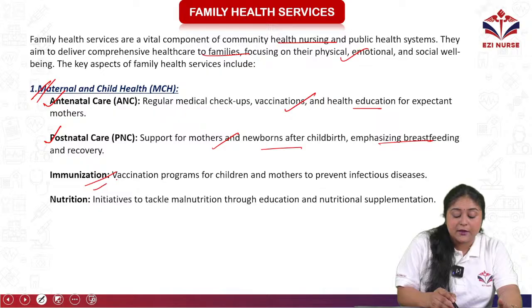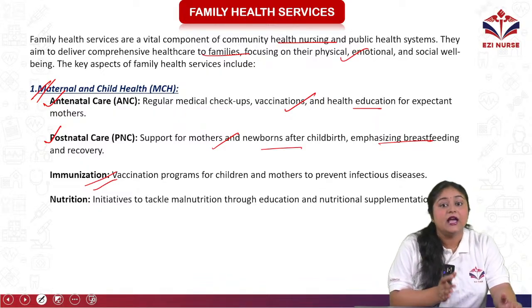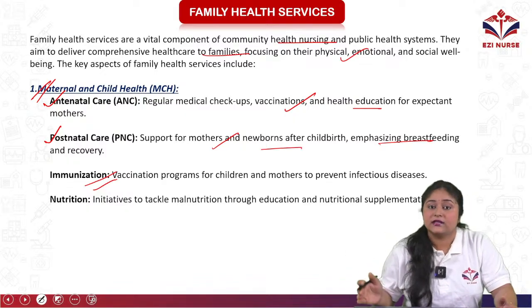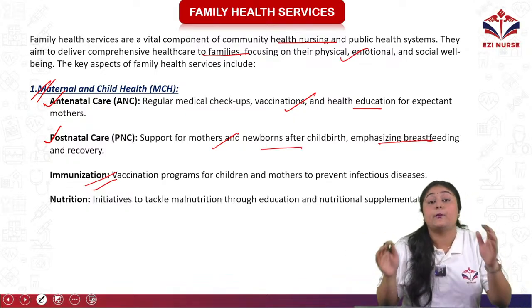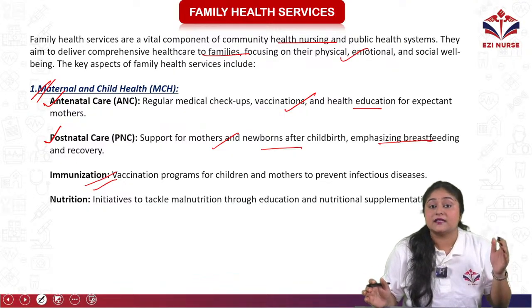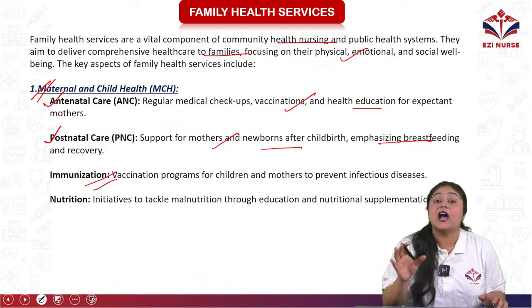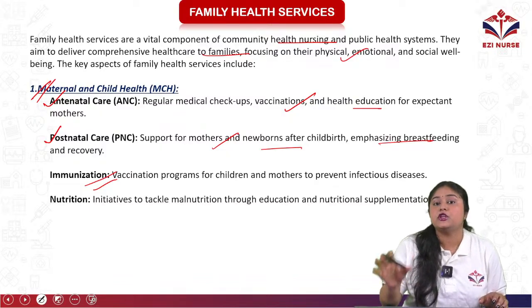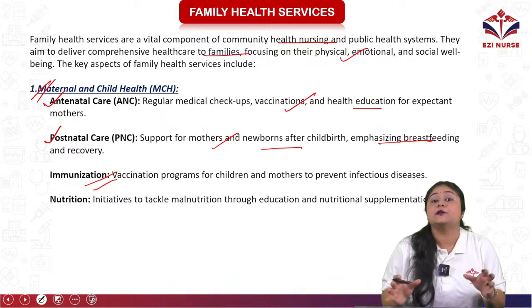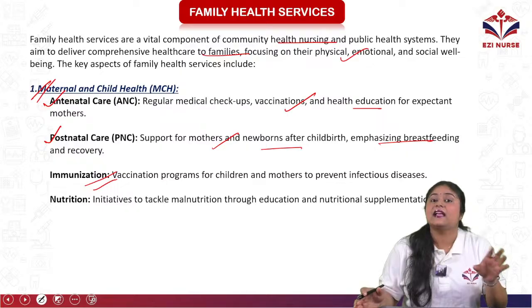Now come to immunization. This immunization or vaccination program does not stop with the mother. It also comes for the newborn baby. Based on the age of the newborn baby, like up to 3 months, 6 months, 9 months, based on the age grouping, we have to provide the vaccination to the newborn baby to prevent diseases, communicable as well as non-communicable.